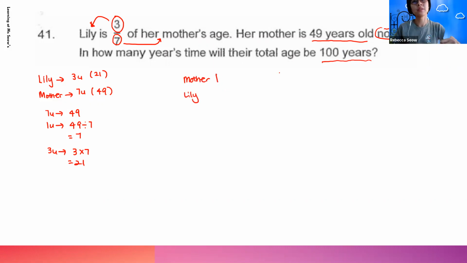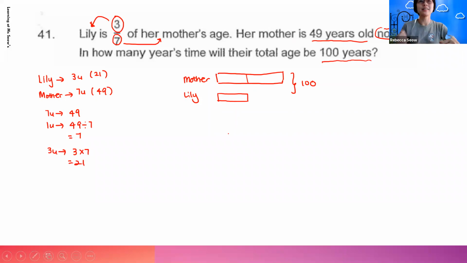Okay, so mother's age, Lily's age. Mother is definitely older than Lily. Now we have to try to fill in the blanks in the model over here. Now, what we know in terms of ages is that for every year that Lily's mother gets older by, Lily gets older by the same number of years.